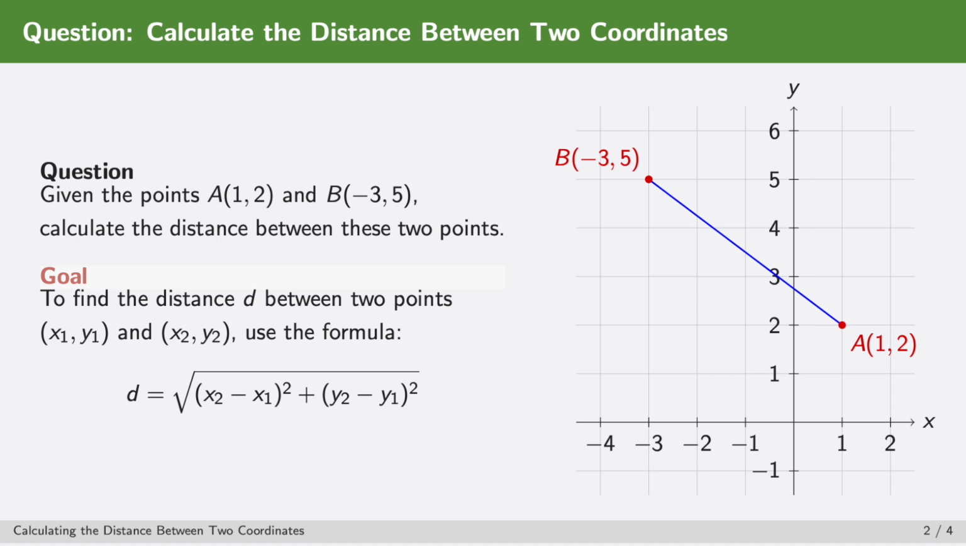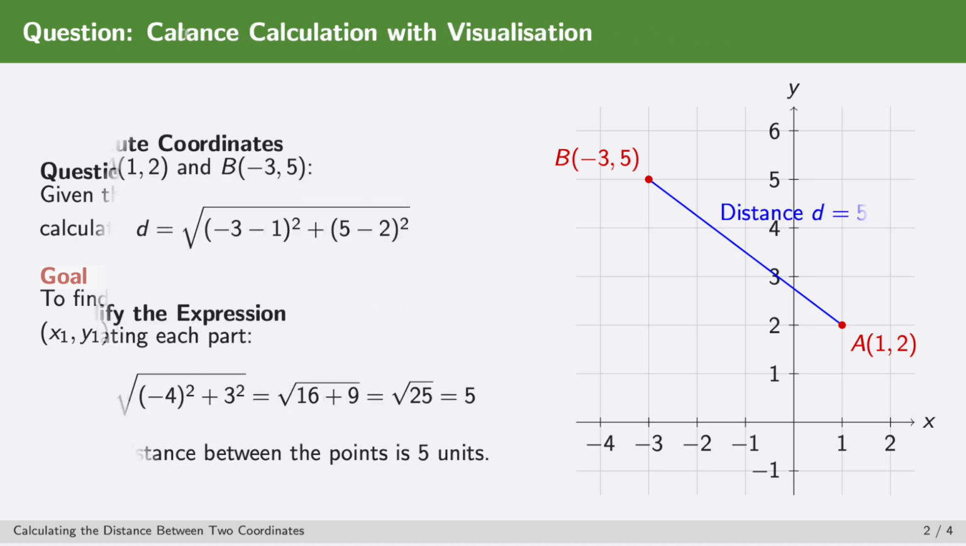Now, the formula to find the distance between 2 points is, drumroll please, the square root of the change in x squared plus the change in y squared. That's a lot of words, so it's up on the slide for you to refer to. When you're ready, let's turn to the next slide.